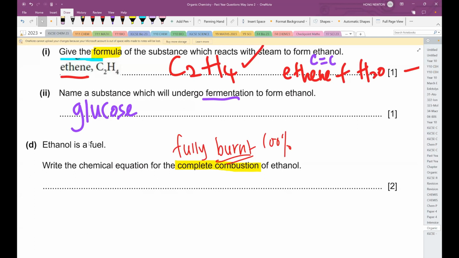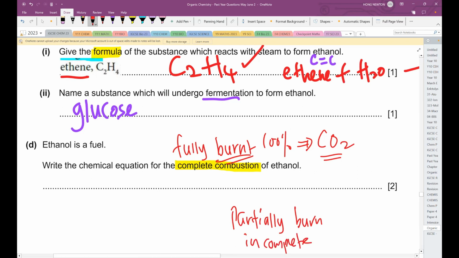Incomplete combustion will not produce carbon dioxide. It will produce carbon monoxide. Complete combustion will produce carbon dioxide only, no CO. CO means carbon monoxide. Fully burned means they will produce CO2. Partially burned means incomplete, and they will produce carbon monoxide. Carbon monoxide is CO, a poisonous gas.